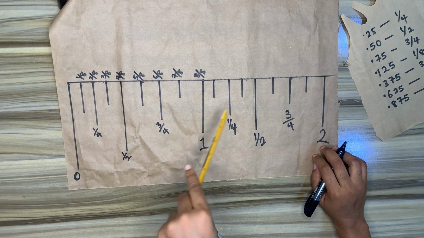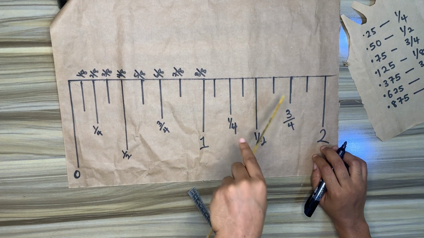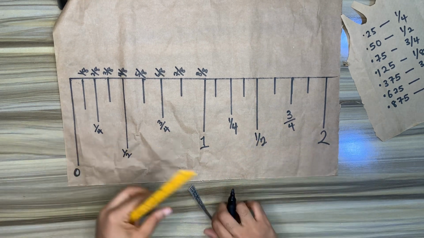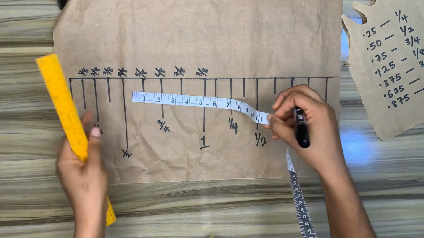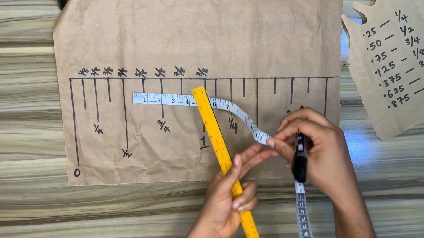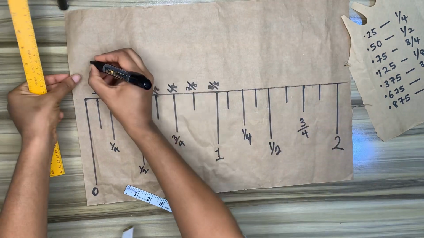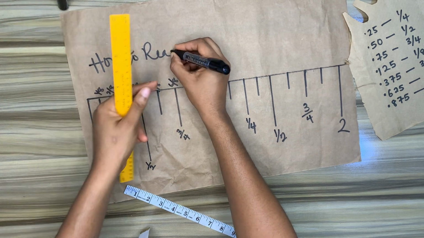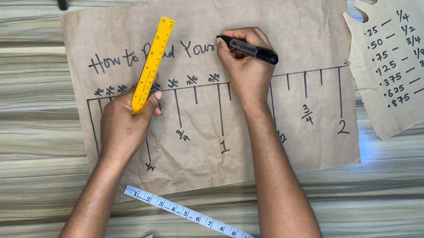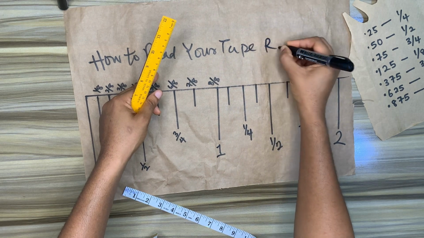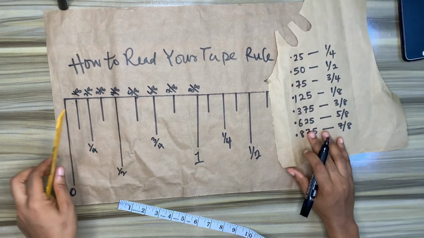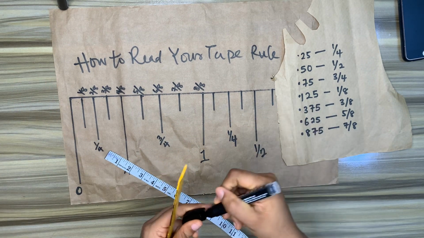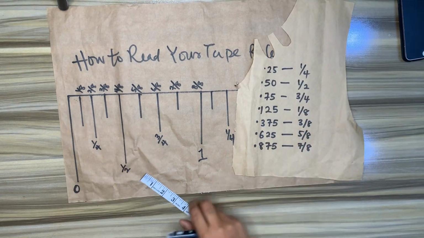1.25, 1 1/2, 1.75, 2 inches. So this is how to read your tape measure up to the end. So if you have any question, you let me know. So guys, if you have any question, let me know. But this is how to read your tape measure. So thank you.